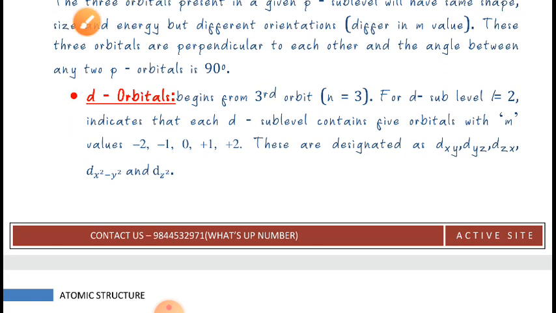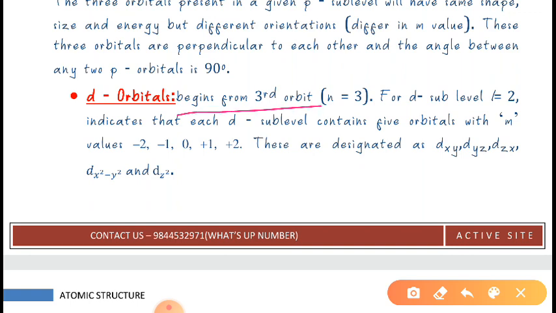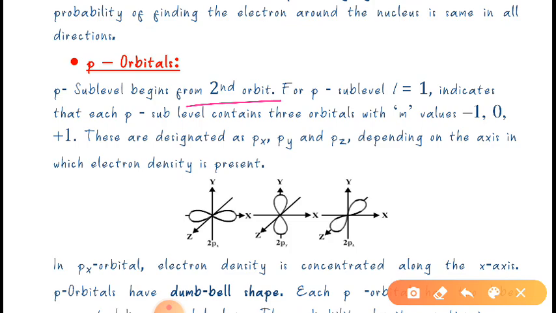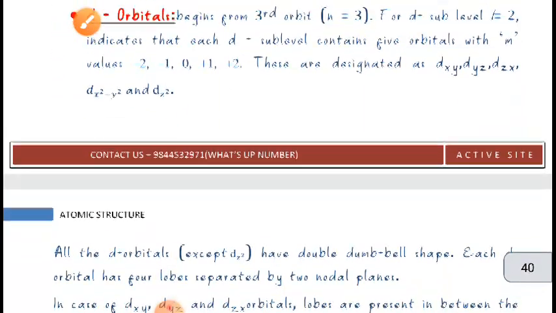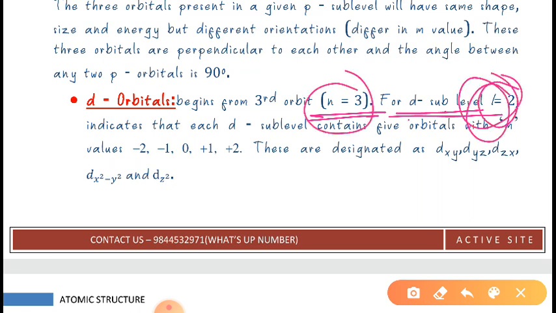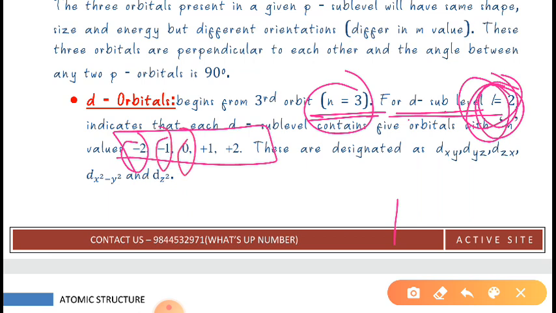Now we will see about the d orbital. The d orbital begins from the third orbit, n is equal to 3, as we have seen here, the p orbital starts from the second orbit, n is equal to 2, okay. So it will start from the third orbit, n is equal to 3, and since n is equal to 3, then l will be 2, right. And if l is 2, then it will have 5 values, as you can see here. And these 5 values are dxy, dyz, dzx, after that dx square minus y square and dz square, okay.